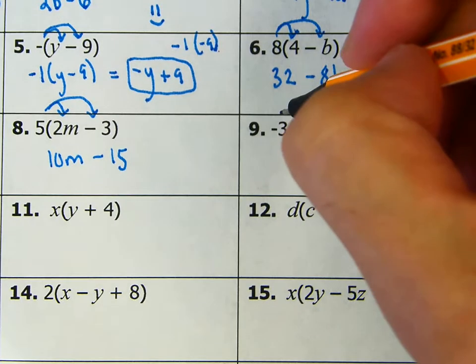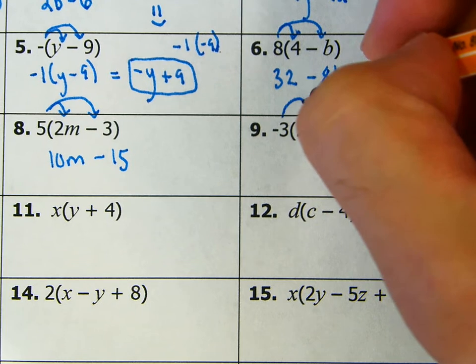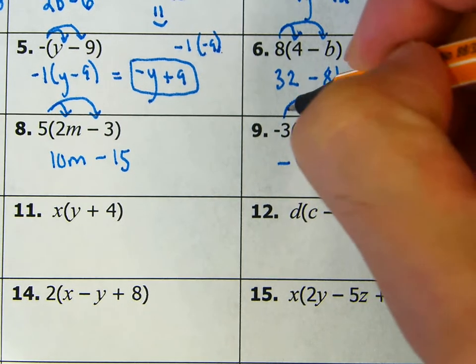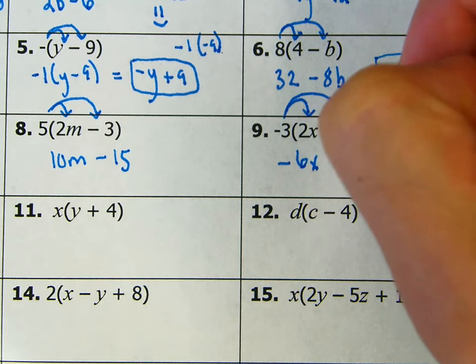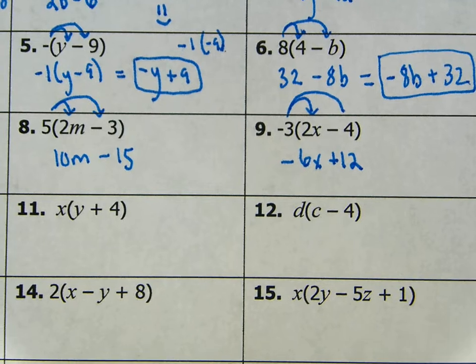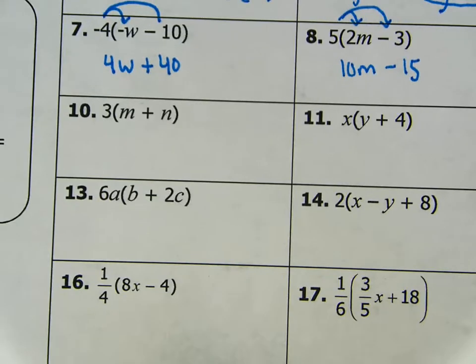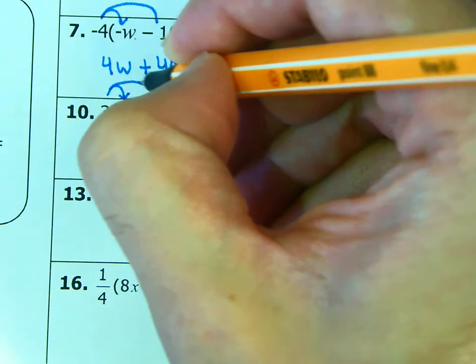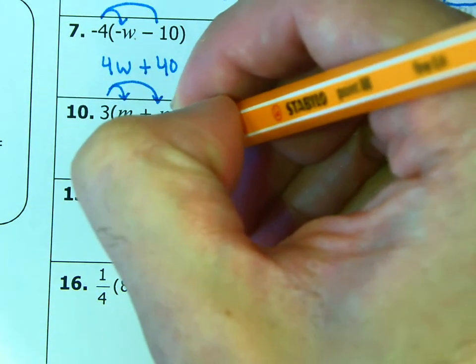Remember, hopefully you are trying this on your own and you are not just watching me. Negative 3 times 2x is negative 6x. Negative 3 times negative 4 is positive 12. Okay. 3 times m is 3m. 3 times n is 3n.